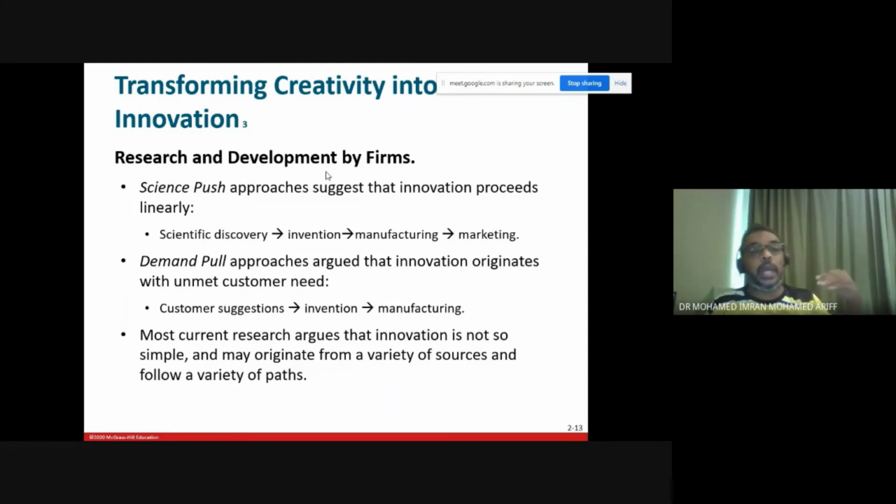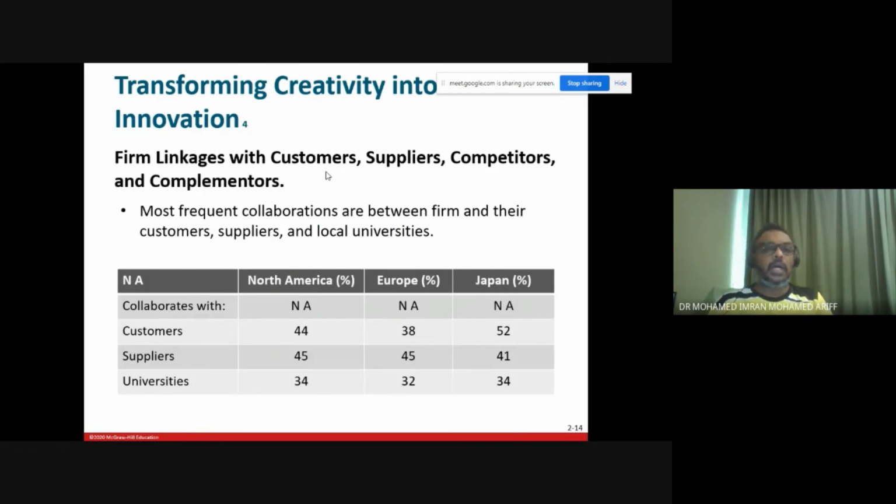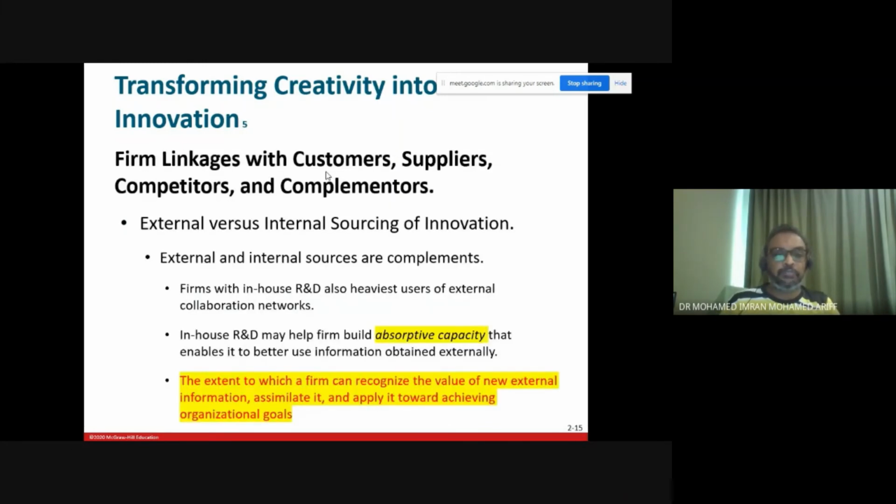But if we are looking at the scientific discovery, it is what is going on now. Now it's 5G. So your company is going to sell things which are related to 5G. So that is the scientific discovery block. All right. You can also collaborate on innovations from customers, suppliers, competitors, and complementers. That means you get ideas from these people, you get ideas from universities, you collaborate with them, and you produce new inventions.